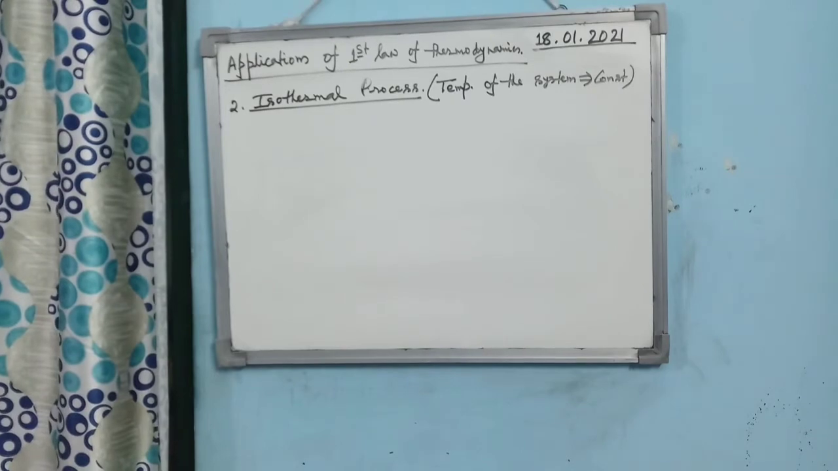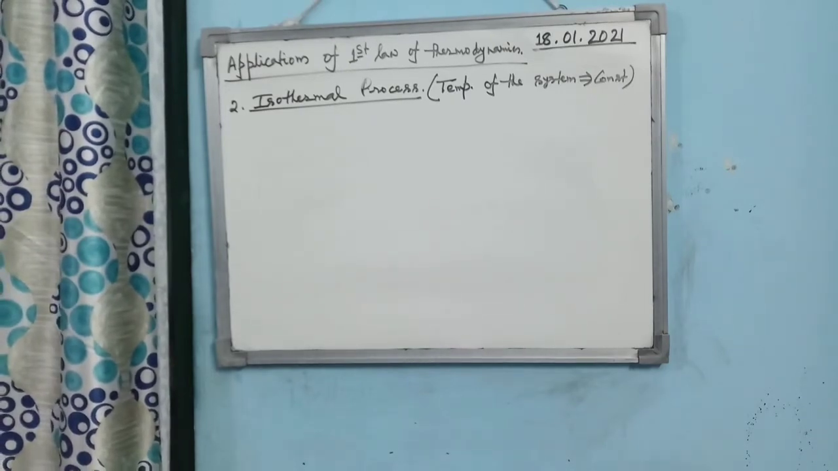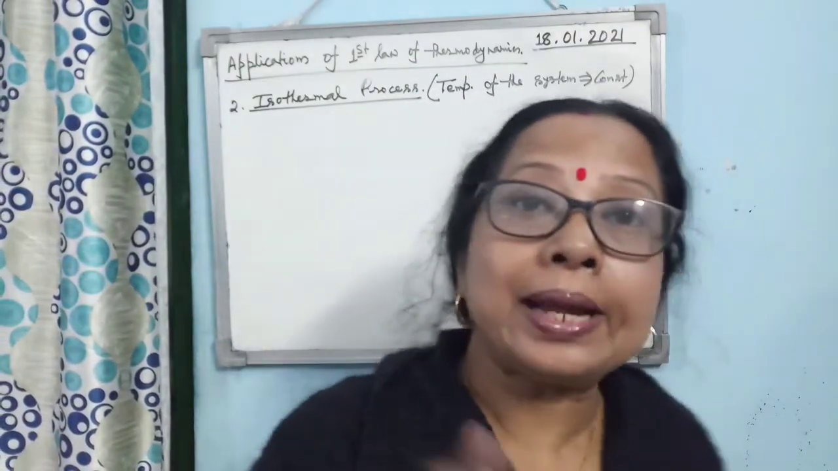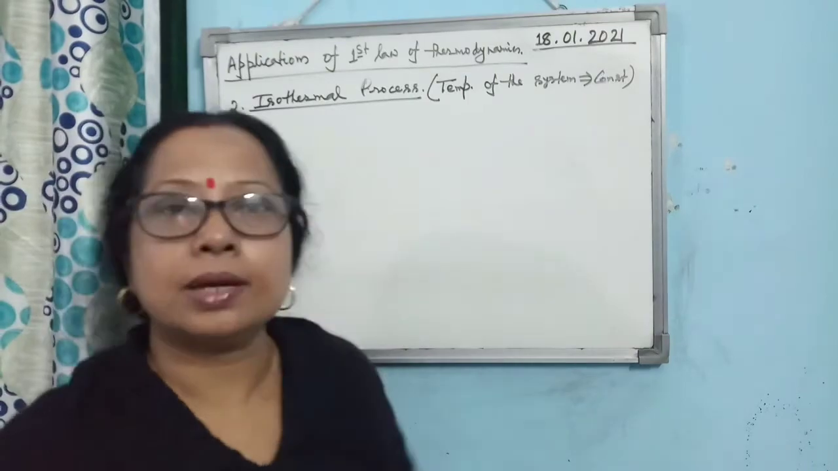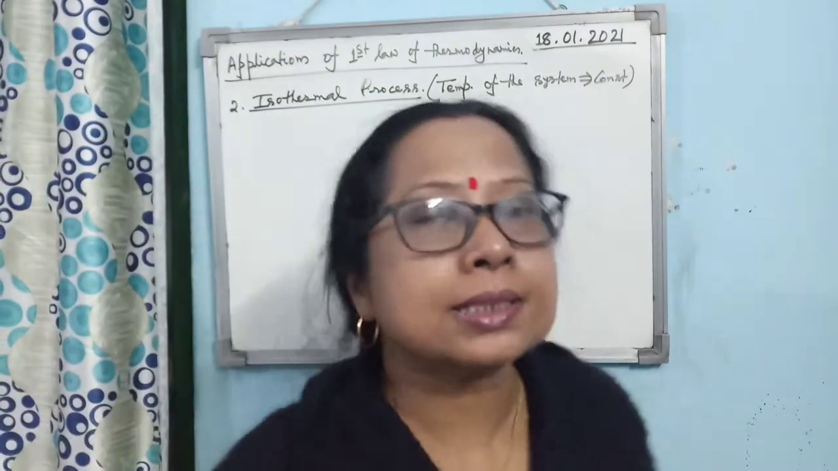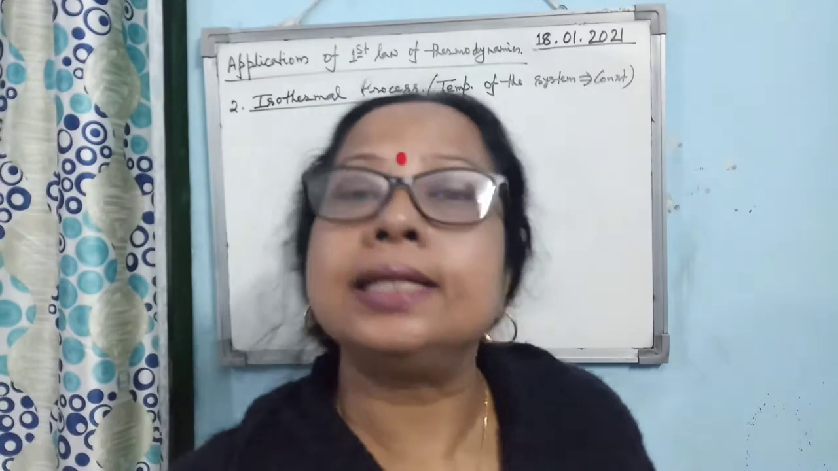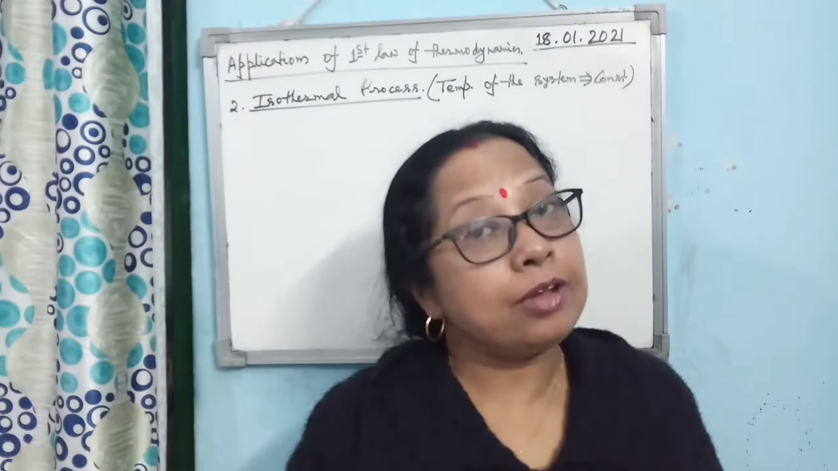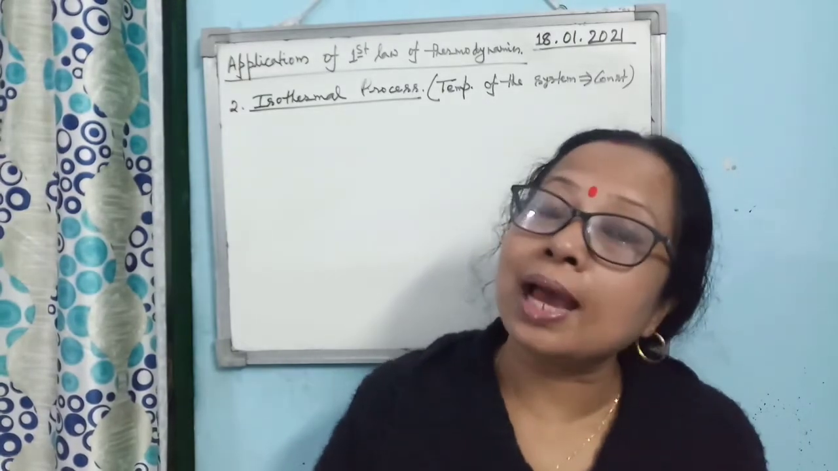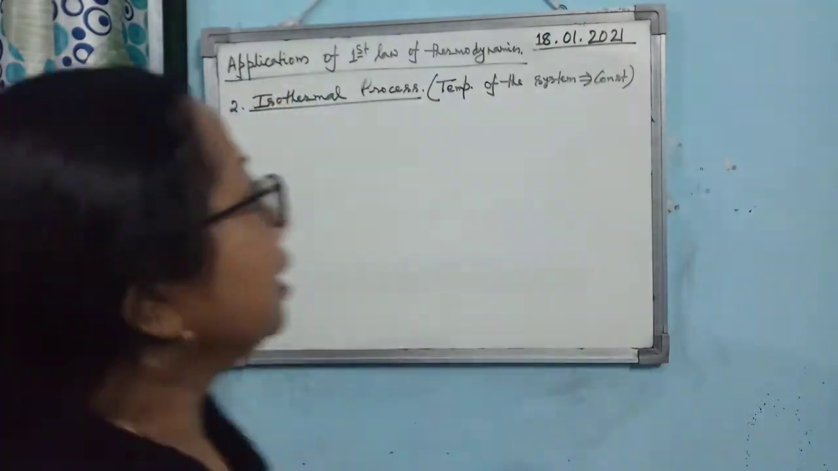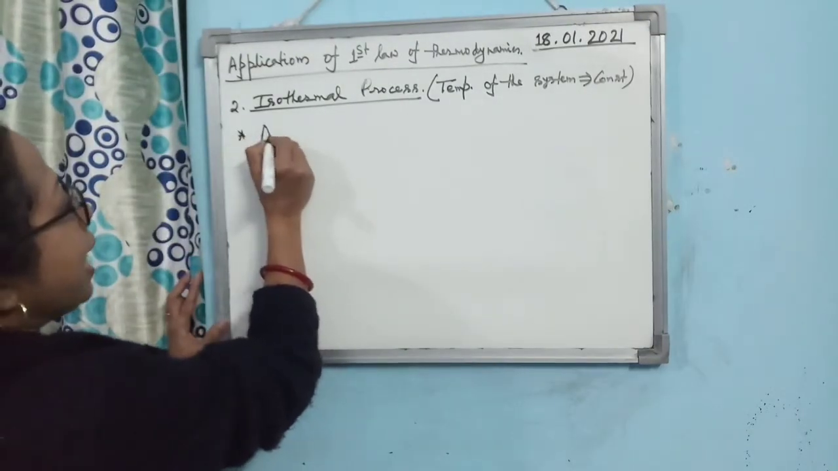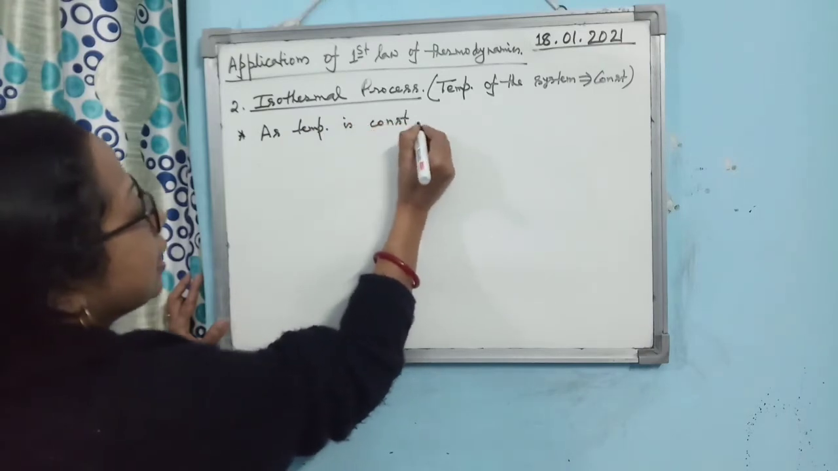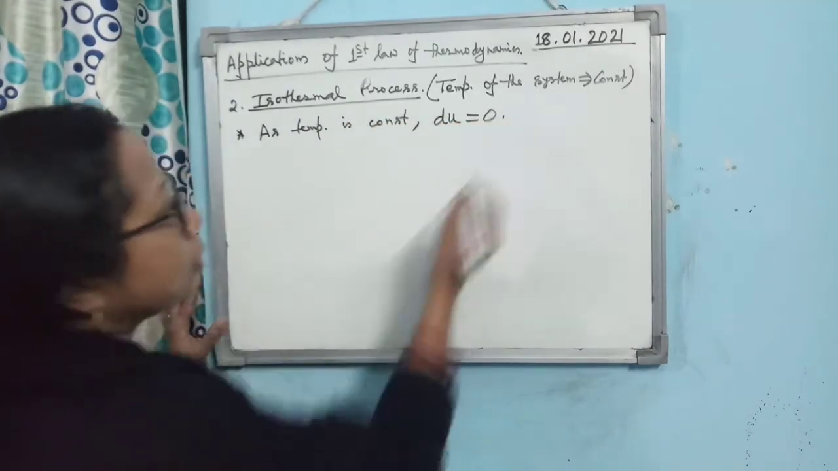Next, we apply the first law of thermodynamics to the isothermal process. What is an isothermal process? The process during which the temperature of the system remains constant. While discussing internal energy, I told you that internal energy depends on the temperature of the system. If the temperature remains constant, there will be no change in the internal energy. As temperature is constant, dU is equal to 0.